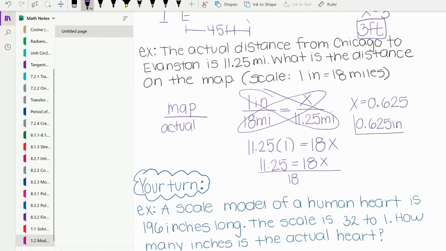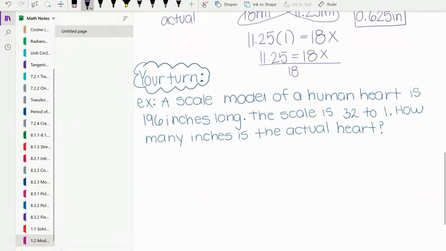And let's think about if that really makes sense. Well, we know that 1 inch is 18 miles. So if we're talking about 11.25 miles, it wouldn't make sense for it to be 1 inch. It has to be less than 1 inch. Now, if I said something like the distance was 25 miles, then we know that it would be more than 1 inch.